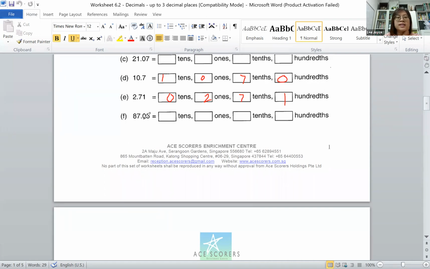Okay, so what about 87.05? 87.05 is 8 tens, 7 ones. Is there any tenth? No, there's no tenth. So it's 0 tenths, but there are 5 hundredths. Right, 5 hundredths. Okay, so you can jot down the answers.